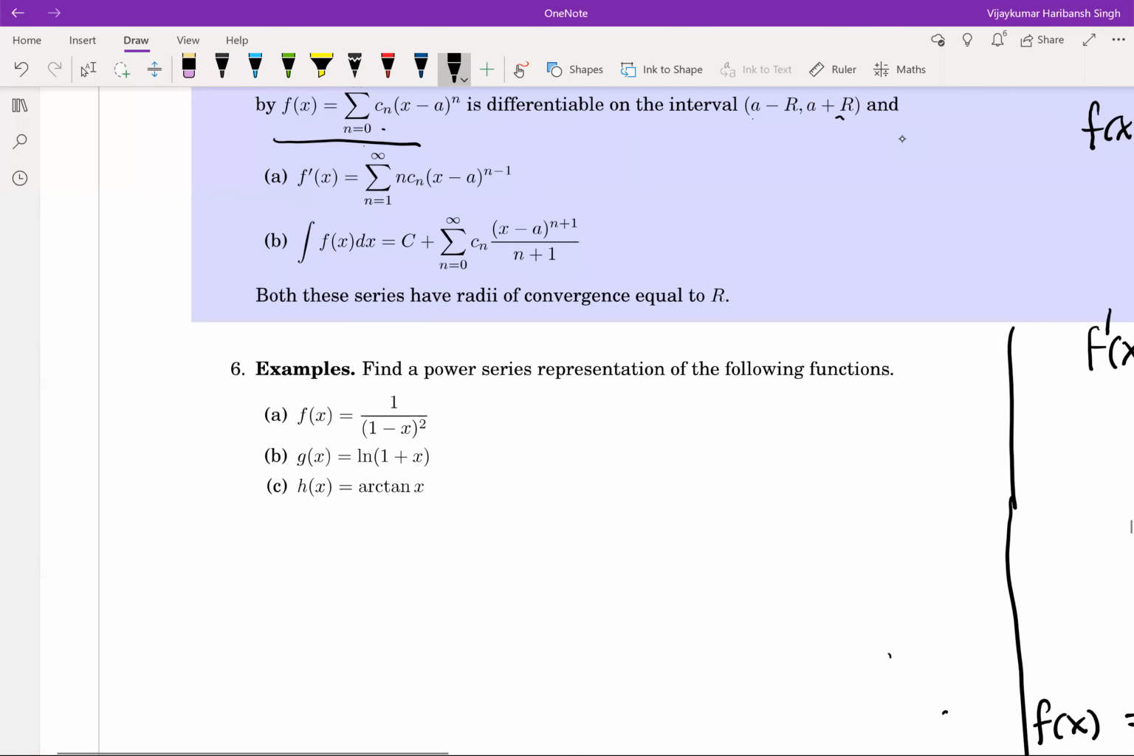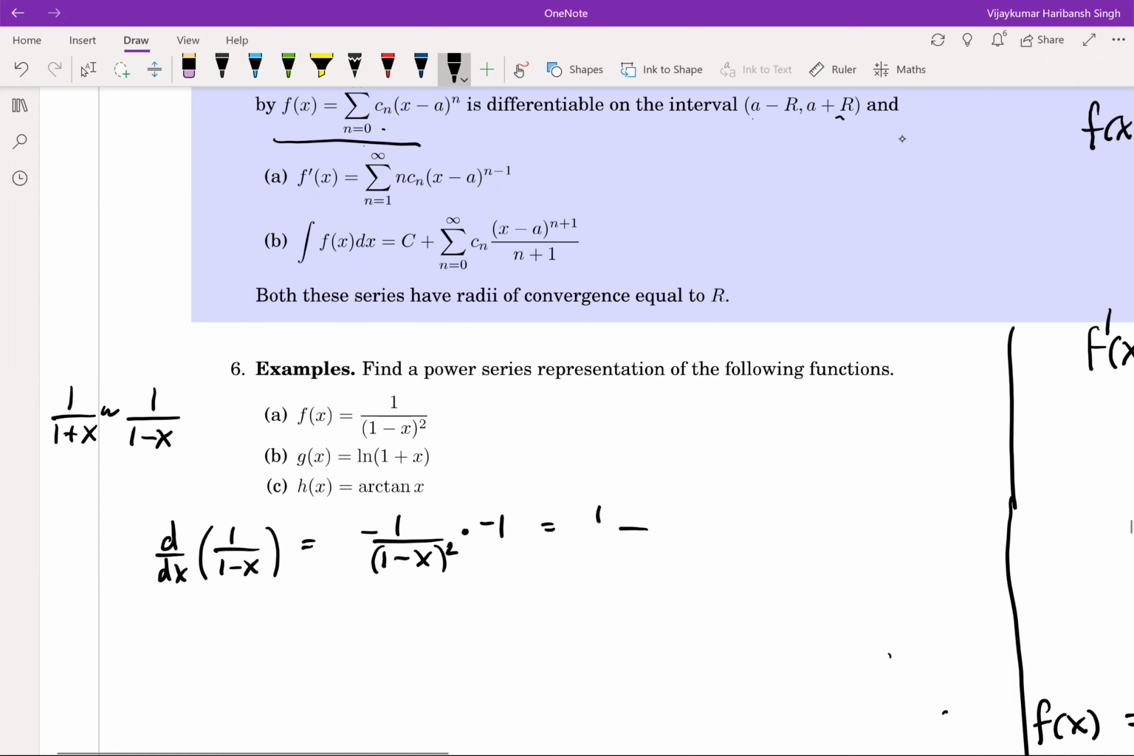Now note that you have to basically make the connection with 1 upon 1 minus x or 1 upon 1 plus x in these cases. Let's look at the first one. Can you notice the following? What is the derivative of 1 upon 1 minus x? This is going to be minus 1 upon (x minus 1) the whole squared, multiplied by the derivative of the inside, which is minus 1. So you get 1 upon (1 minus x) squared.